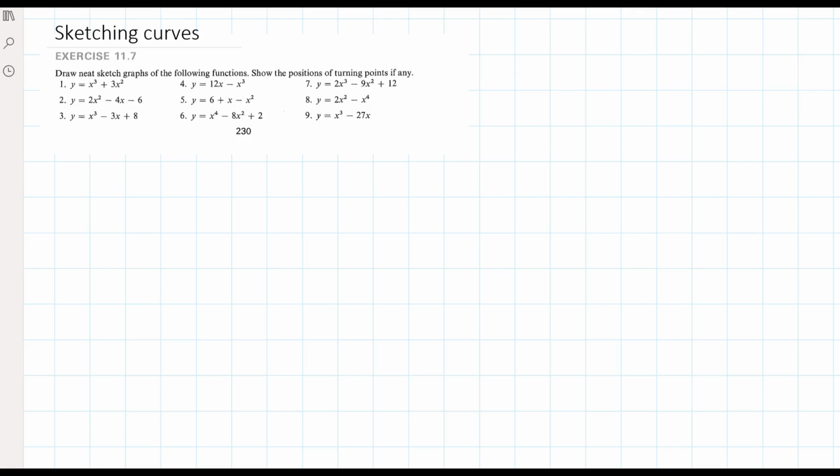This video will take you through how to sketch curves with a particular focus on turning points. The examples I'll do are 1 and 6. So if you want to have a go at them beforehand and follow along with the video, that would be cool. Okay, let's get started.